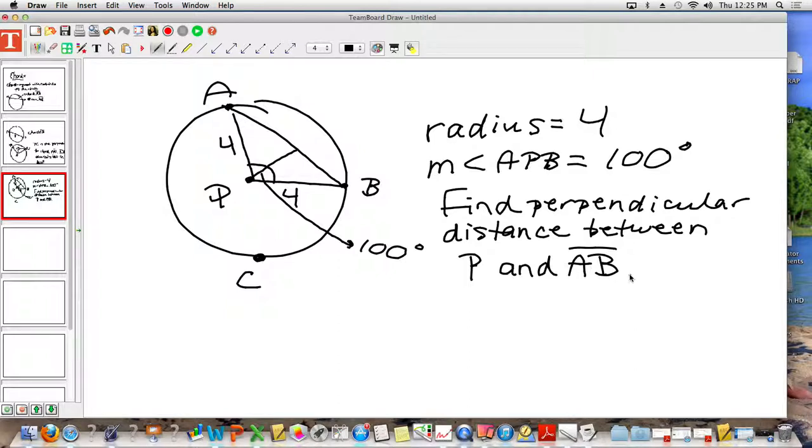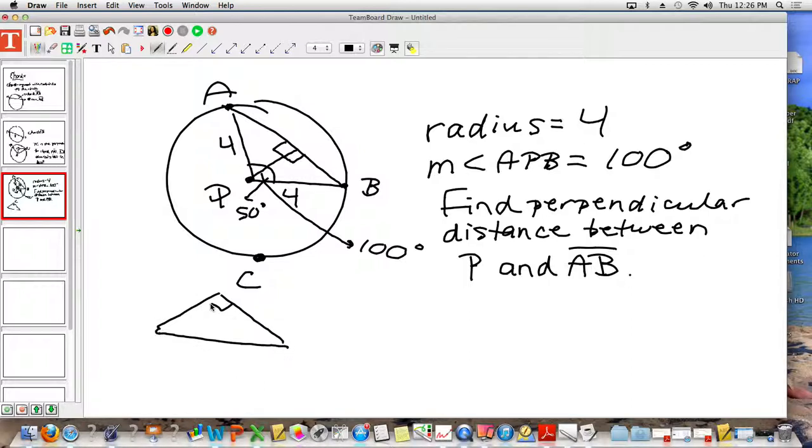So if I'm asking you to find the perpendicular distance between this point and that chord, I have to draw it in first of all, which I already have, but I also created some right angles here. Whenever you draw in that perpendicular distance, you create right angles, and then you're going to work with this triangle right here. Notice when I drew that segment in, it cut that 100 degree angle into two 50 degree angles. So we're really working here with a 50 degree angle. All right, so what I'm going to do here is take this triangle, and I'm going to redraw it over here.